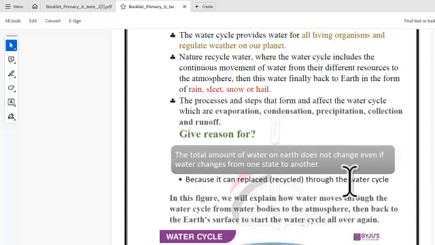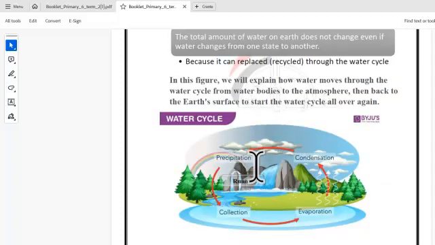Give a reason why the total amount of water on Earth doesn't change even if water changes from one state to another: because it can be replaced or recycled through the water cycle. In this figure, we will explain how water moves through the water cycle from water bodies to the atmosphere, then back to Earth's surface to start the water cycle.